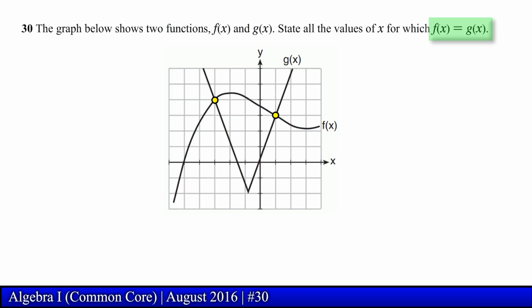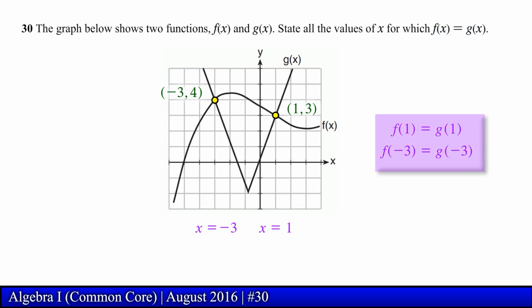Taking a look at the graph, we see that this occurs at two distinct points, one at the point -3, 4, and the other at the point 1, 3. So the values of x where both functions are equal to each other are x equals -3 and x equals +1. Alternatively, we can use function notation and say that f of 1 equals g of 1 and f of -3 equals g of -3. So this is our final answer.